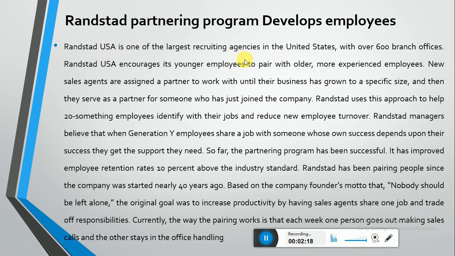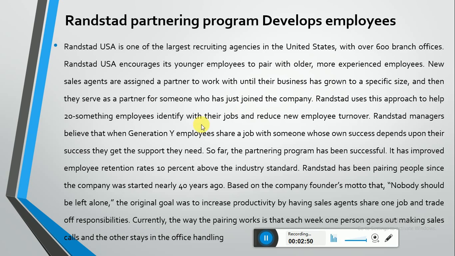Randstad USA is one of the largest recruiting agencies in the United States with over 600 branch offices. The company encourages its younger employees to pair with older, more experienced employees, so they can learn from them. New sales agents are assigned a partner to work with until their business has grown to a specific size, and then they serve as a partner for someone who has just joined the company.